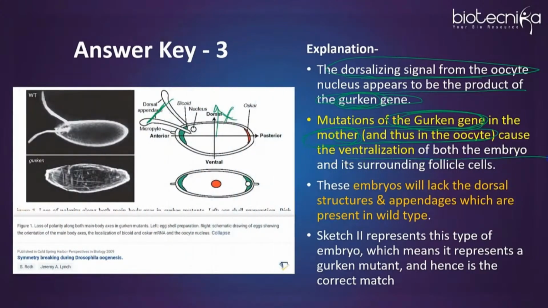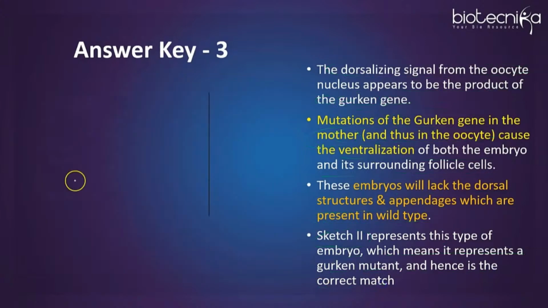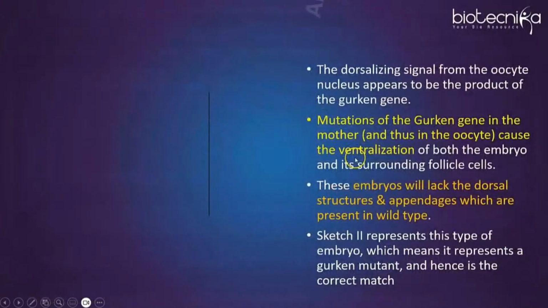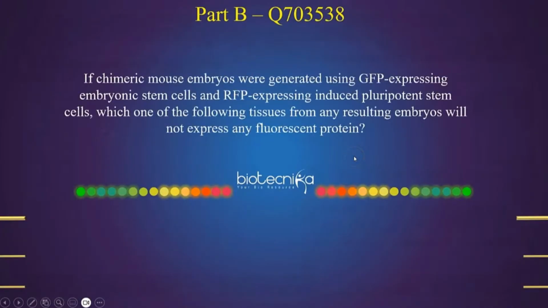It causes ventralization of both the embryo and also the surrounding follicular cells. So those cells will lack the dorsal structure and appendages which are present in wild type. So sketch 2 represents this type of embryo, which means it represents a gherkin mutant. That's why the correct answer will be option 2. So if gherkin is not there, then the complete embryo will be ventralized. Okay, so let's move on to the next question.